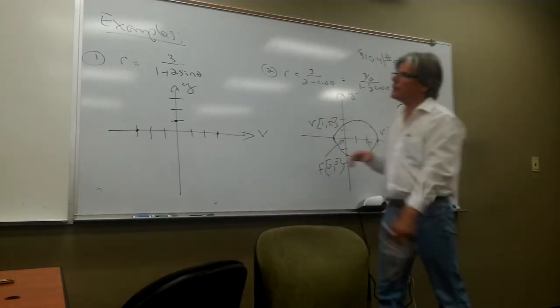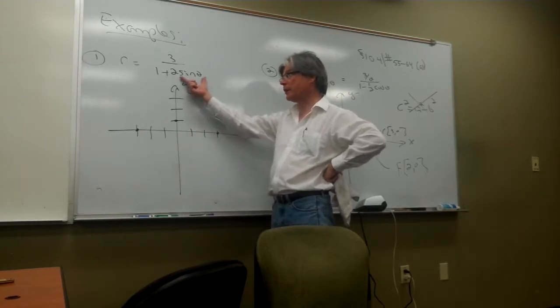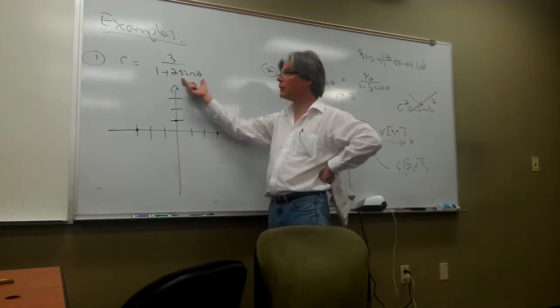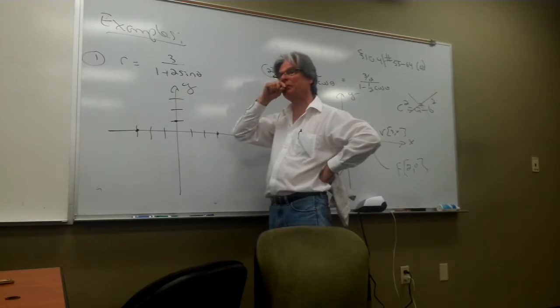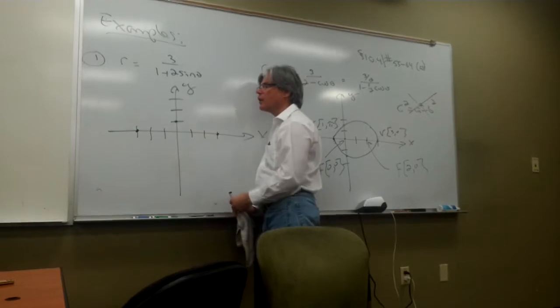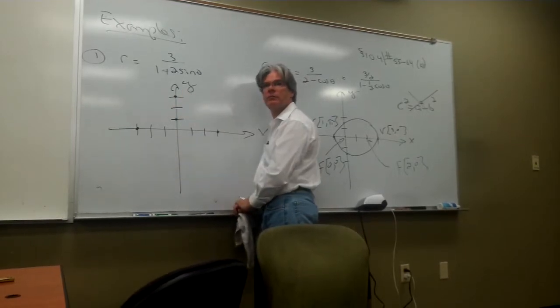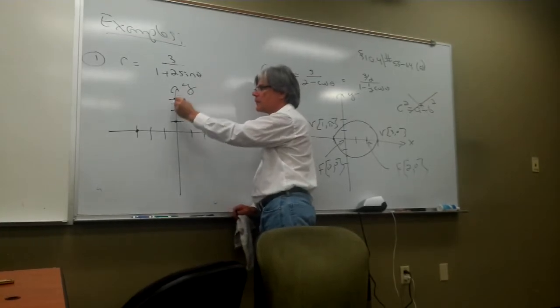However, if I look straight down the y-axis, that's looking in the direction of 3 pi halves, the sine is negative 1. I think I get negative 3. Let me say it one more time. Look in the direction of 3 pi halves, I'm going to walk negative 3 units. That means I'm walking backwards. So what do you guys think? Something like this?